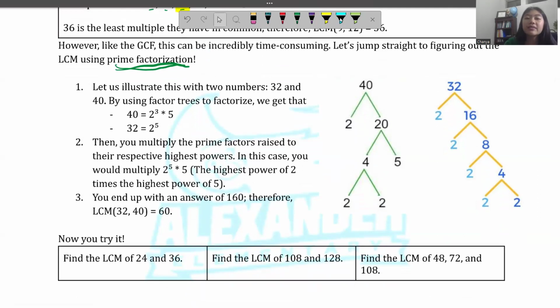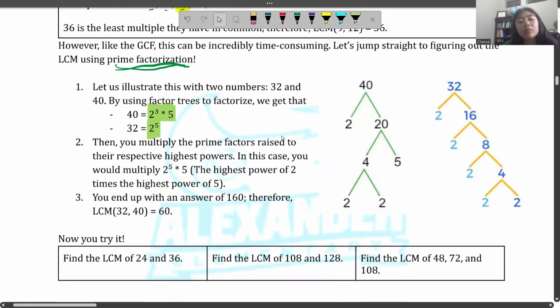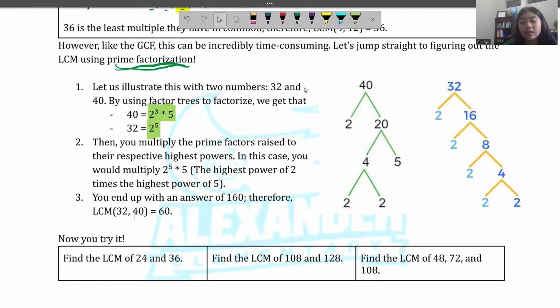Right? So if we take the prime factorization of 32 and compare it with the prime factorization of 40, which we've already done here, to find the least common multiple, you take the highest power of each prime factor and you multiply it together. So let me repeat that. You take the highest power of each prime factor and you multiply it together, right?